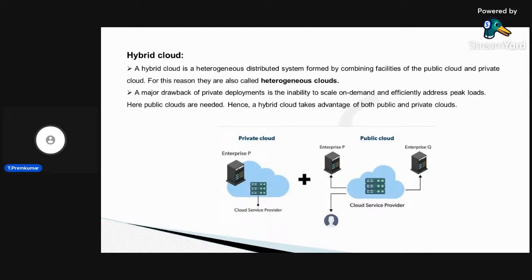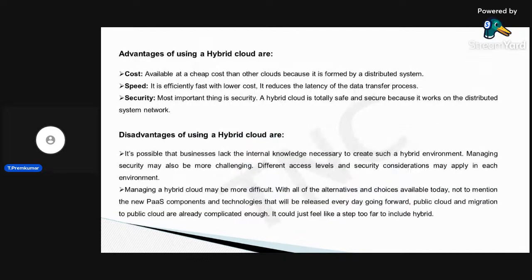A hybrid cloud is a heterogeneous distributed system formed by combining facilities of the cloud providers, public and private. For this reason, they are also known as heterogeneous clouds. The major drawback of private deployment is the inability to scale on demand and effectively address peak loads. Here, the public clouds are needed. Hence, the hybrid cloud takes advantage of both public and private clouds. The below diagram has the private cloud as well as the public cloud, combined to form a heterogeneous or hybrid cloud.